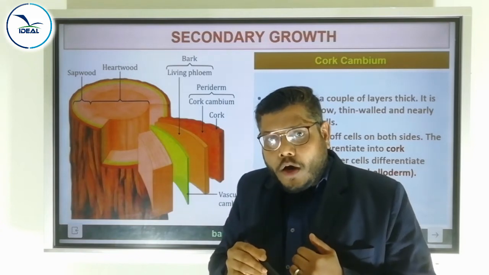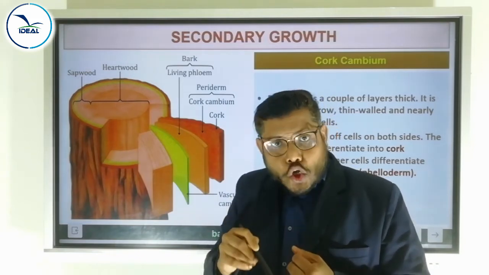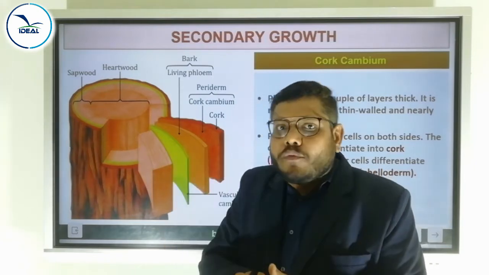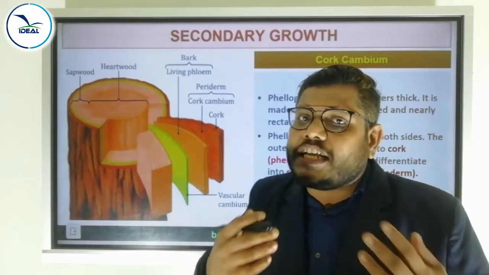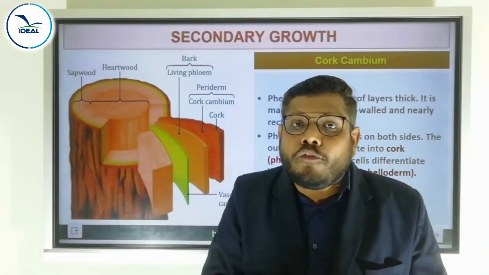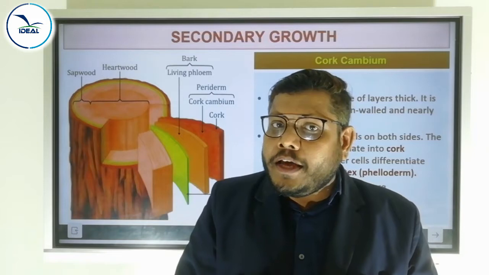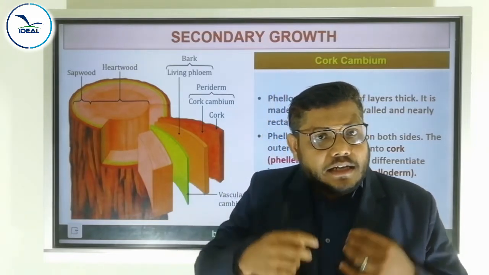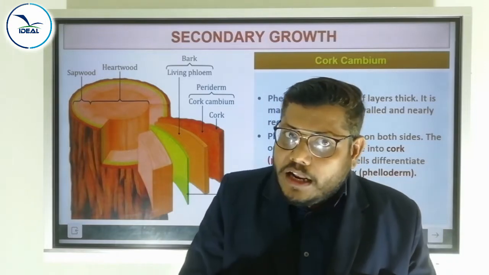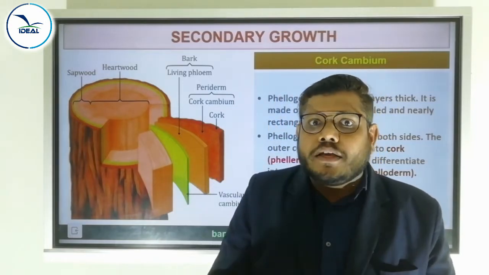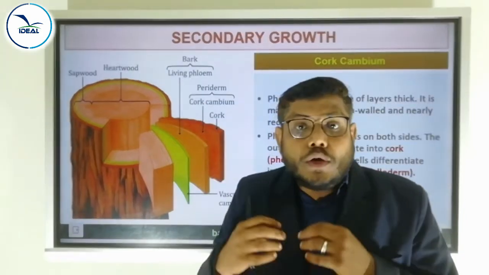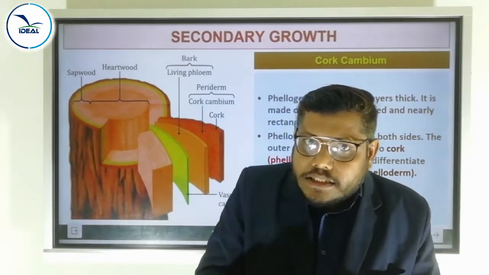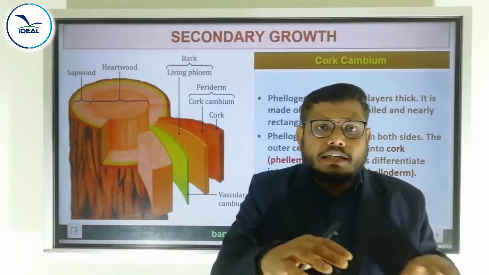Cork cambium or phellogen, cork or phellum, secondary cortex or phellodorm, together we can call what? Periderm. So what is periderm? Periderm consists of cork, cork cambium, then phellodorm, or we can say that phellogen, phellum, phellodorm, together we can call what? Periderm. So the formation of periderm takes place in where? Extrastellar part. This is the secondary growth takes place in dicot stem.